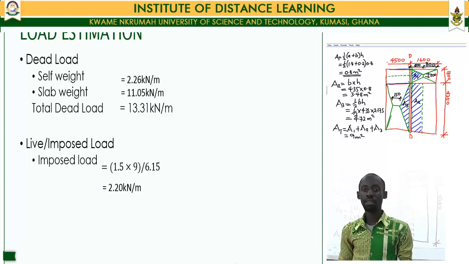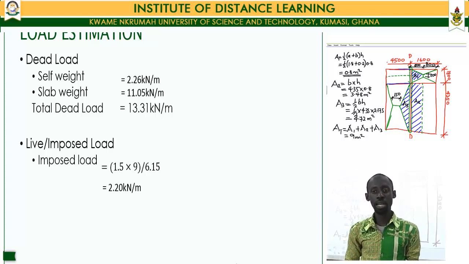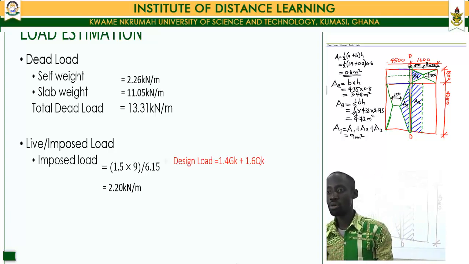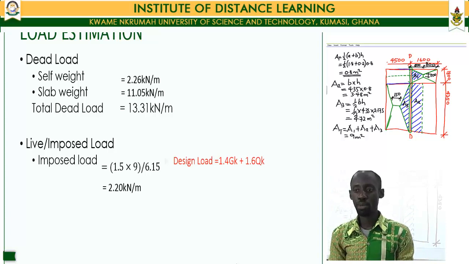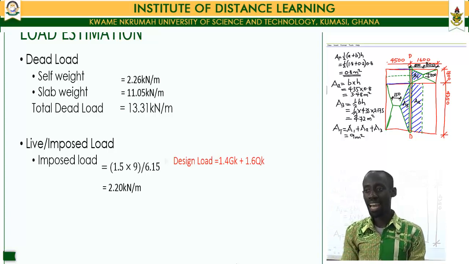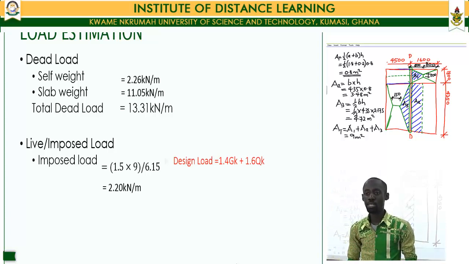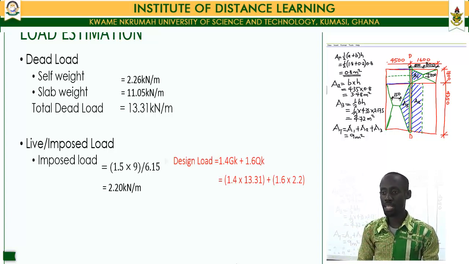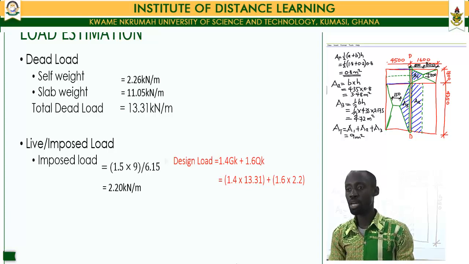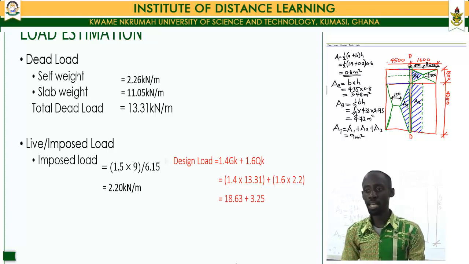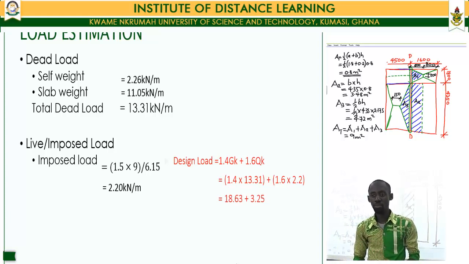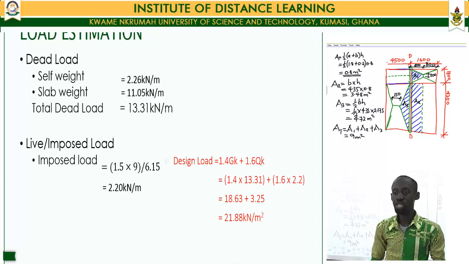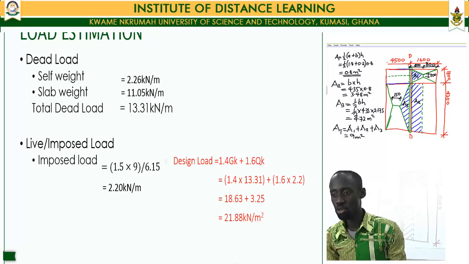Now, having determined our total dead load and our total imposed load, we now move ahead and calculate our design load, which is given by 1.4 multiplied by our dead load plus 1.6 multiplied by our live load. So we have 1.4 times 13.31 plus 1.6 multiplied by 2.2. This gives us 18.63 plus 3.52 with an ultimate design load of 21.88 kilonewtons per meter.